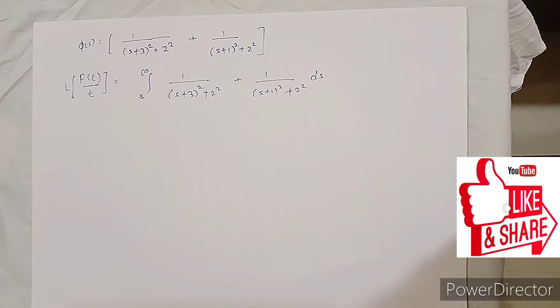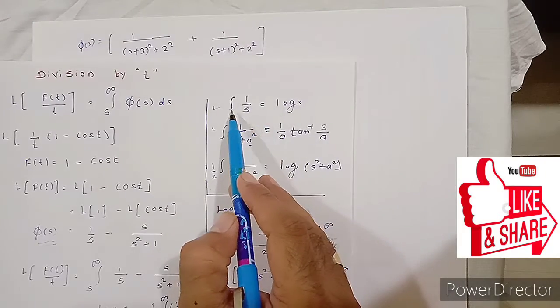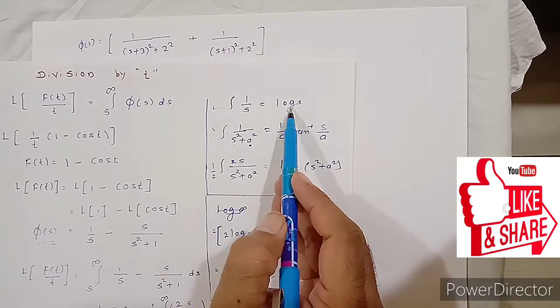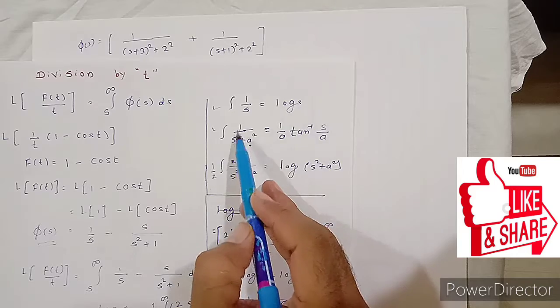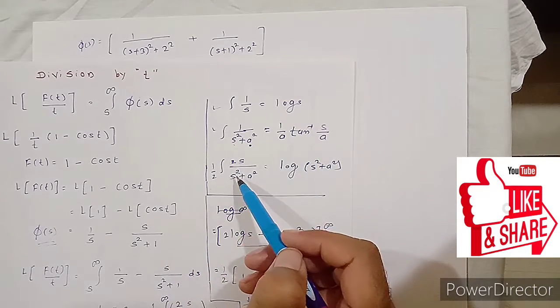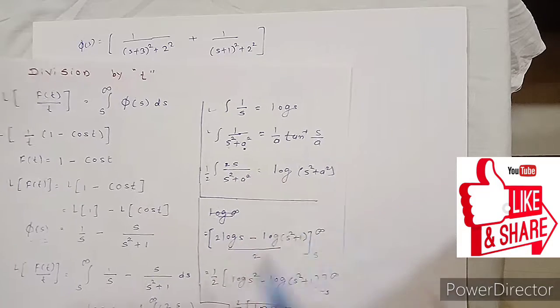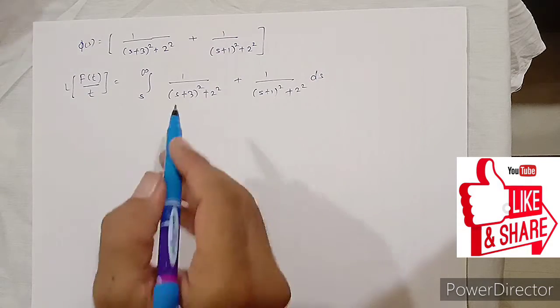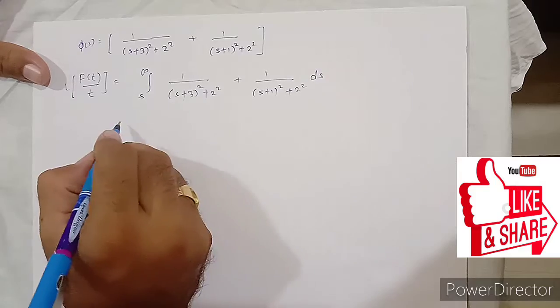Now just see the formulas. I am showing this formula. When there is 1 upon s and we are going to find the integration, then we get log s. When there is 1 upon s square plus a square, we use the tan inverse formula, and when the derivative is available in the numerator, at that time we use log. So which formula matches this? 1 upon s square plus a square, that means it is tan inverse, right?